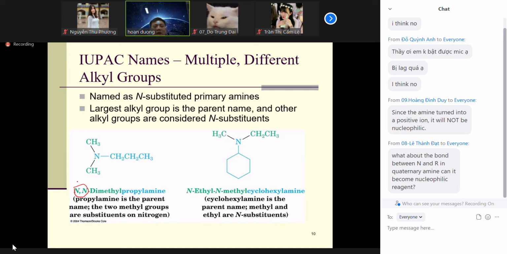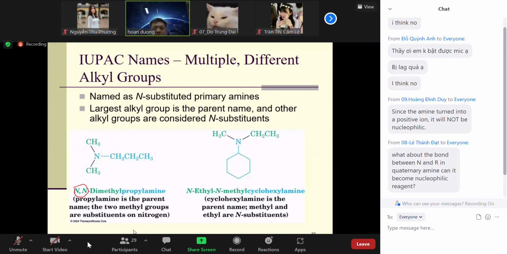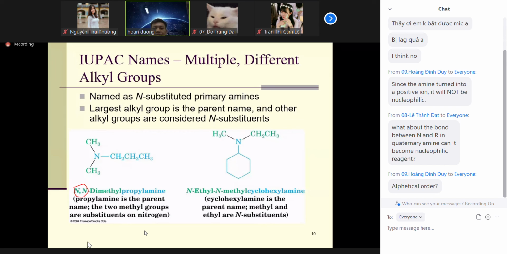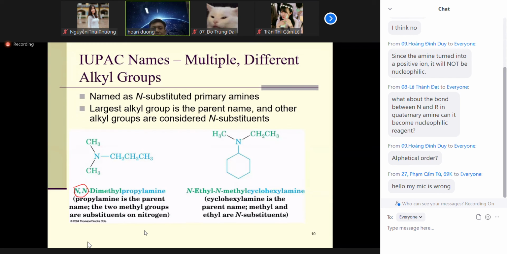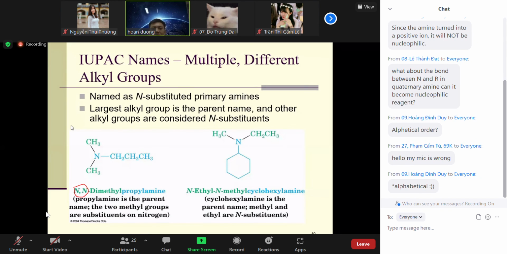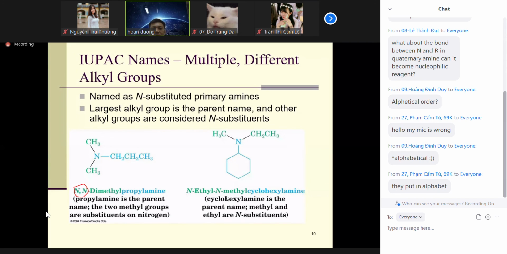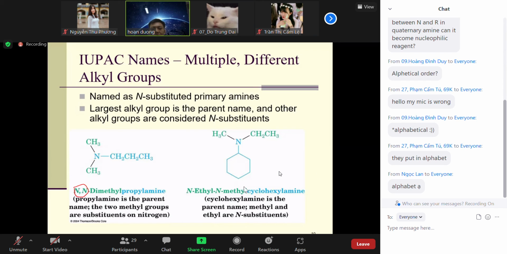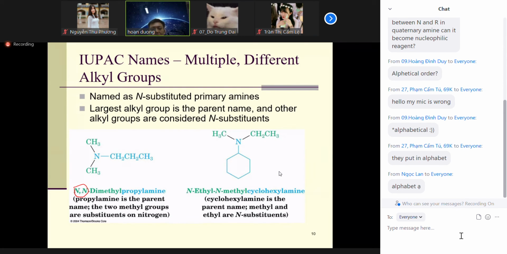But the question here: how come we don't put propyl before methyl? Again, how come or why? Why don't we put propyl in front of methyl in the name of this kind of amine? Cẩm Tú. Alphabetical. Okay, right. We have to follow the alphabet. We're used to this already, right? The alphabet.